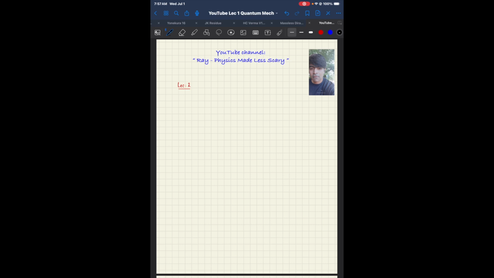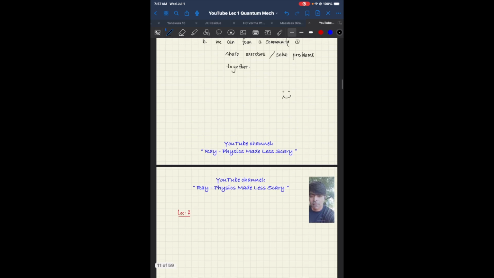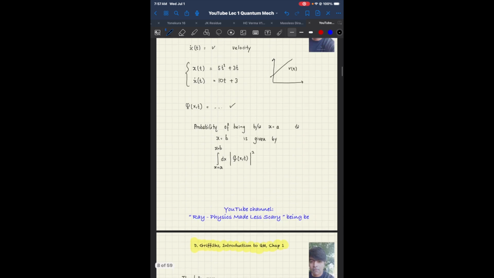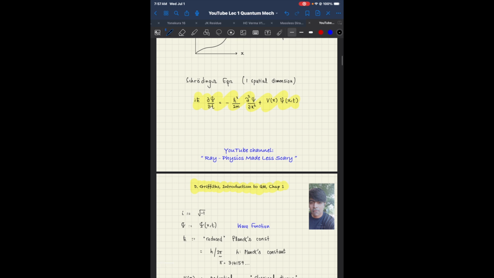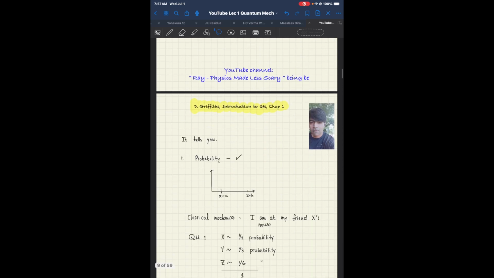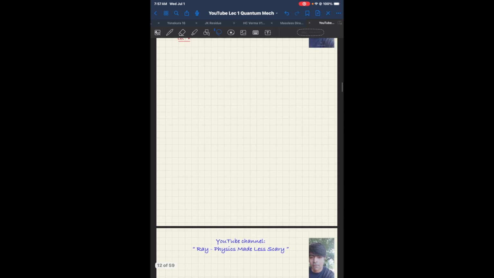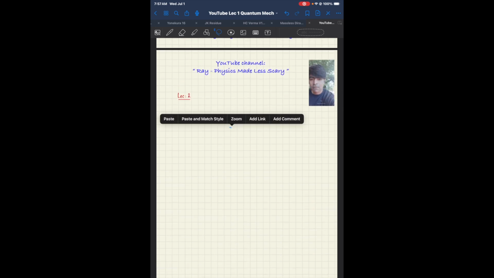Right, so where were we last time? We wrote the Schrodinger equation here, and that's where we'll start from. This was the Schrodinger equation, right? Let's start from here. This was the starting point.